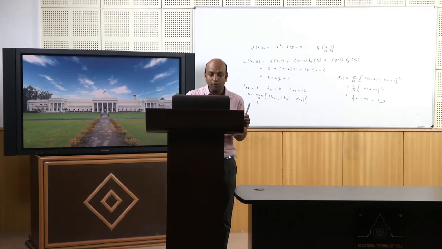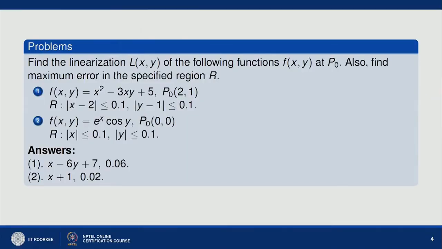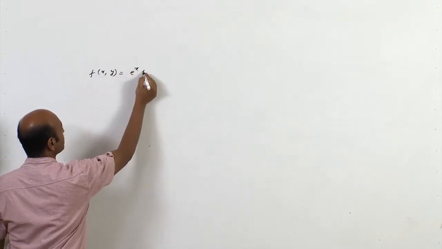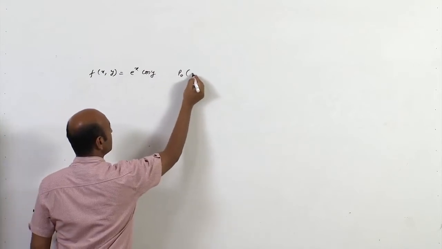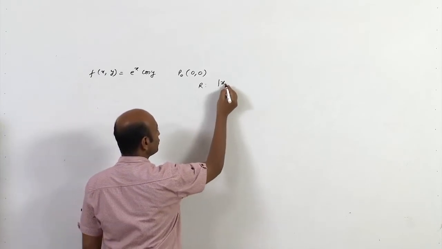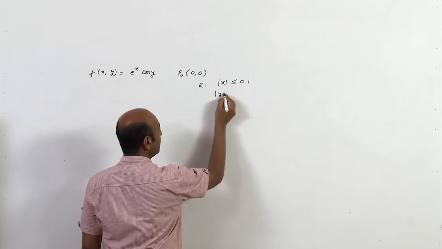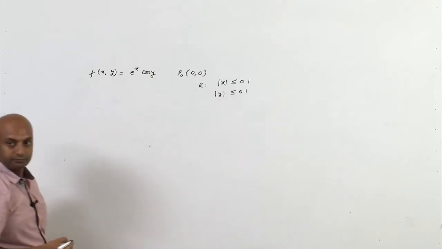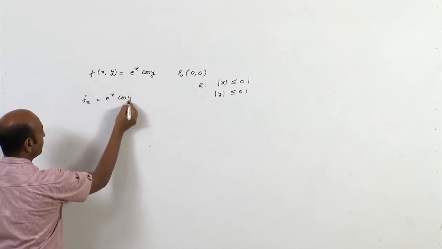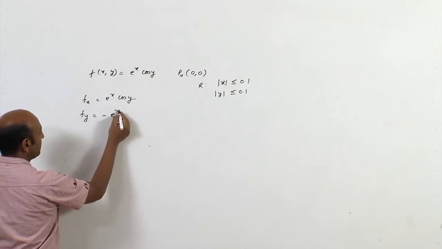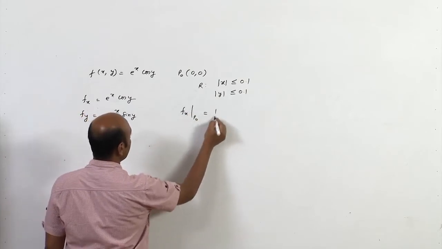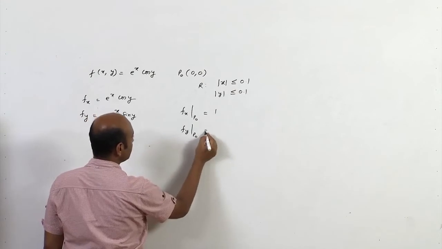Now, for second problem, how can you find out M? So, let us discuss this. Now, here f(x,y) is e raised to power x cos y, point is (0,0) and the region R is |x| ≤ 0.1 and |y| ≤ 0.1. Now, what is f_x? f_x is e raised to power x cos y. What is f_y? Minus e raised to power x sin y. f_x at P₀ is simply 1 and f_y at P₀ is simply 0.